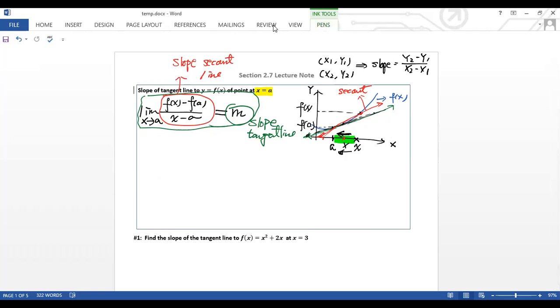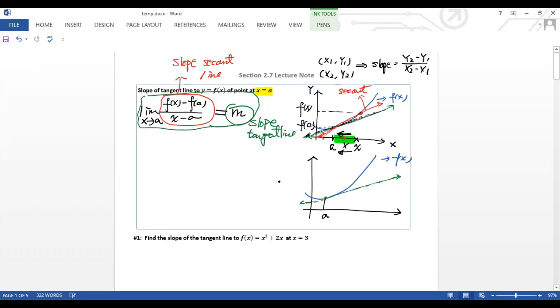Okay, so I have another definition. These two definitions, different people have different preferences. So let's take a look. Okay, so here, this is my graph again, right? This is my f of x here. And now let's say I have a here. So this is f of a. And this green one is my tangent line here.